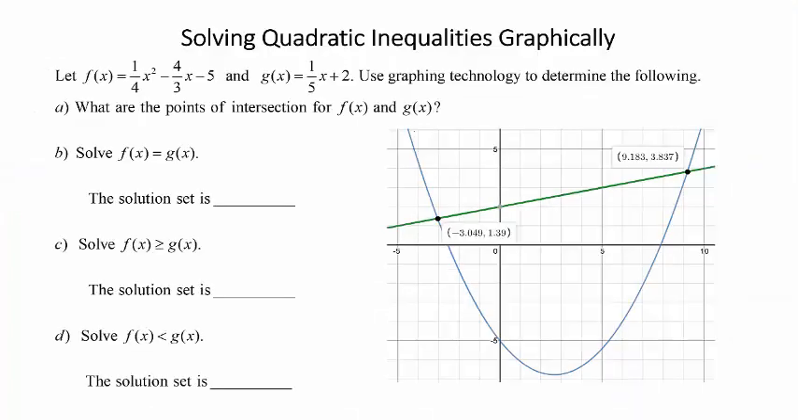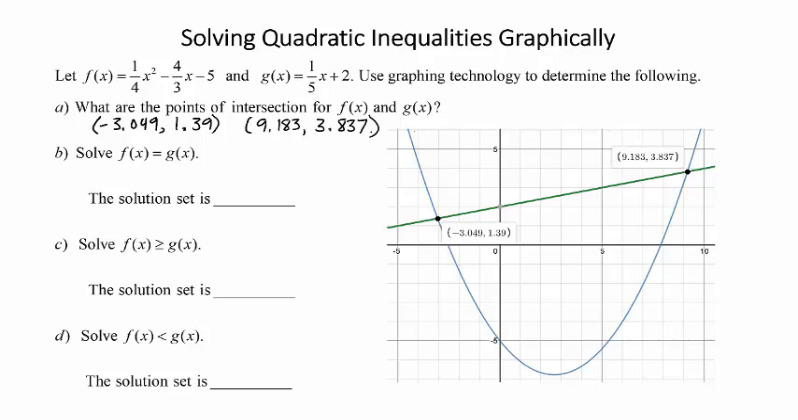Okay, so about this original question, what are the points of intersection for f of x and g of x? So I would list the points of intersection as negative 3.049, 1.39, right, for the first point of intersection, and the second point of intersection 9.183, 3.837. Okay.